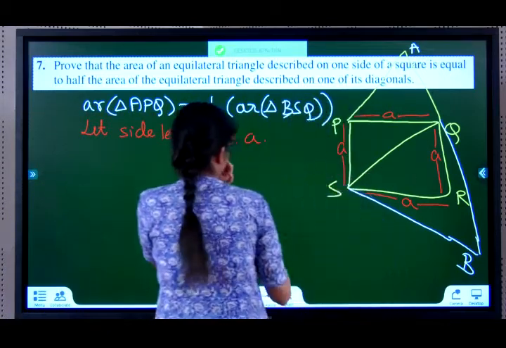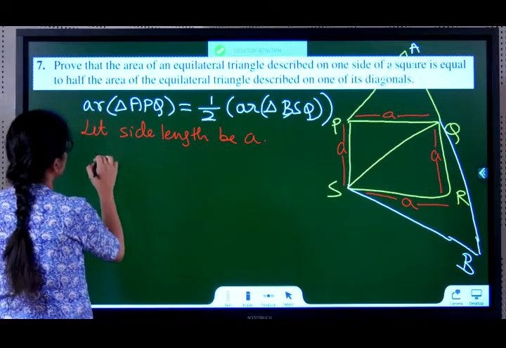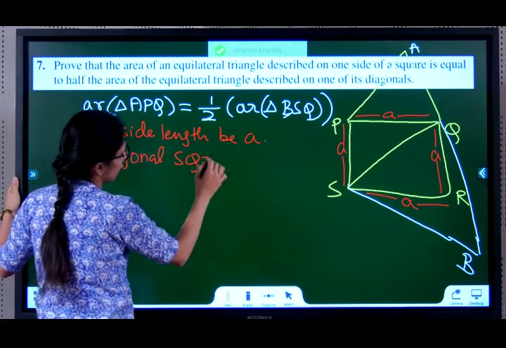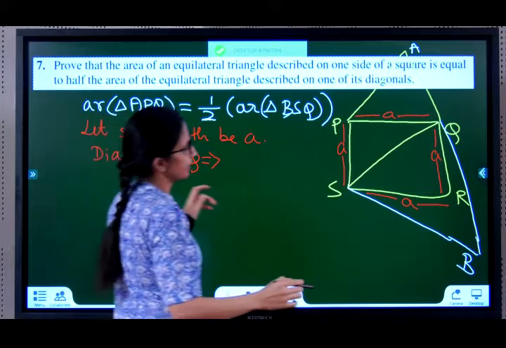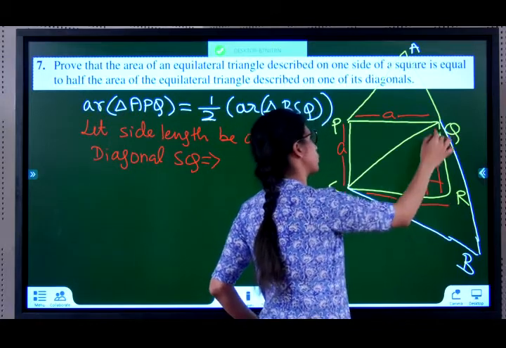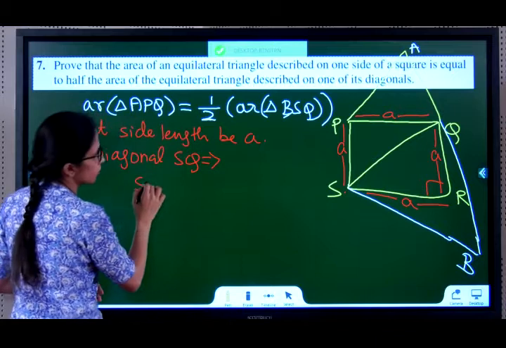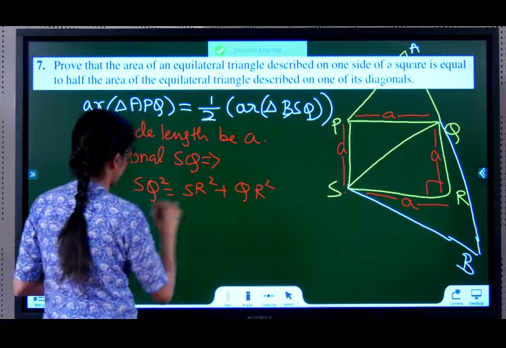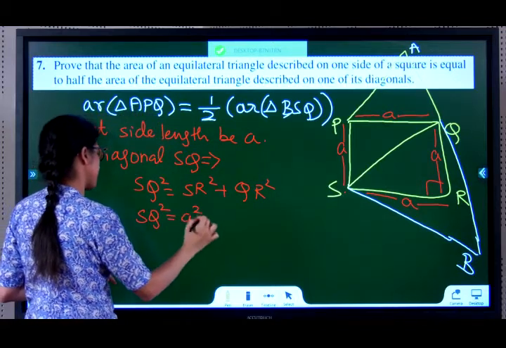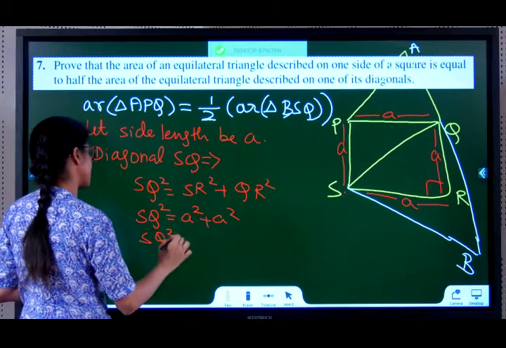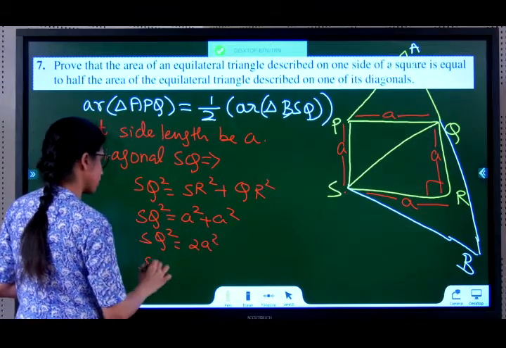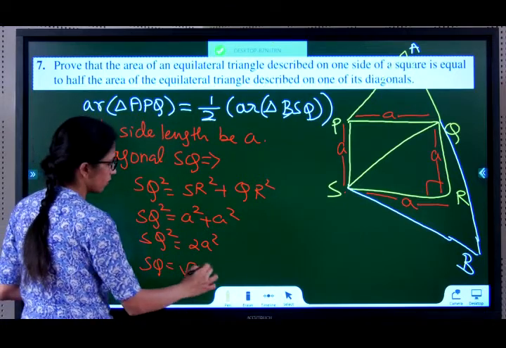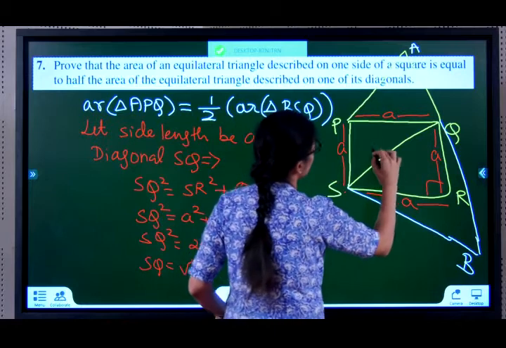Yes. So what will be the diagonal? Diagonal SQ will therefore be what? This is a right angle triangle. SR square plus QR square is equal to SQ square. So SQ square is equal to SR square plus QR square. SQ square is equal to A square plus A square. SQ square is equal to 2A square. SQ is equal to plus or minus, minus ignore because side length cannot be negative, root 2A. So this became root 2A.